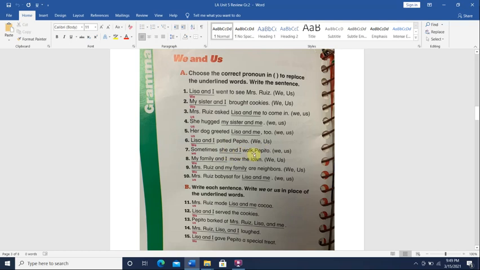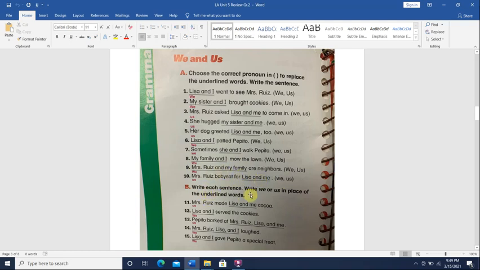Sometimes we walk Pepito. My family and I mow the lawn. My family and I is before the verb. We choose we. Mrs. Ruse and my family are neighbors. Mrs. Ruse and my family, so we are neighbors. Mrs. Ruse babysat for Lisa and me. So babysat here is the verb. So this is after, so we use us. Mrs. Ruse babysat for us.